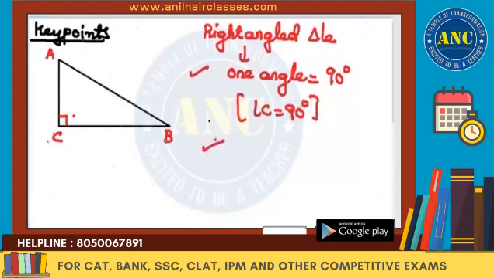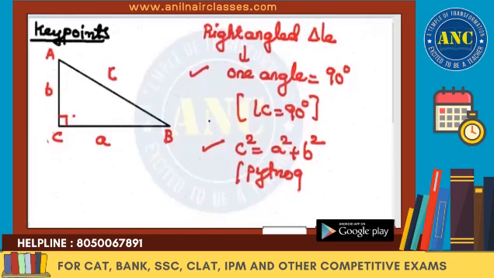First key point. Second, opposite to A is small a, opposite to C is small c, opposite to B is small b. According to the Pythagorean triplet, C square is equal to A square plus B square. Write everything in the same order, sir, so that when I discuss, you will come to know why I discussed it and how we got it. C square is A square plus B square.